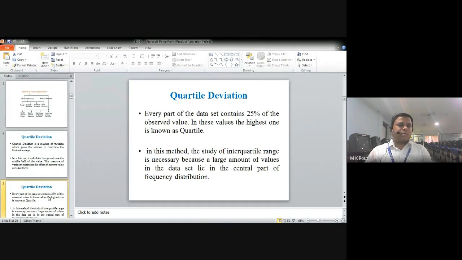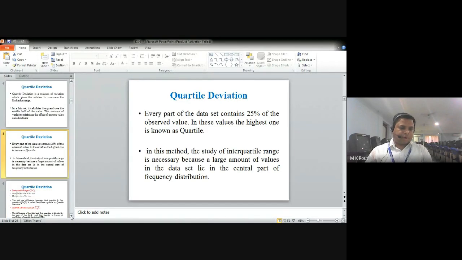In the quartile deviation method, which is used in the measurement of dispersion, the study of the interquartile range is very important. You have to first identify the interquartile range, because a large amount of the values in the data set lie in the central part of the frequency distribution.